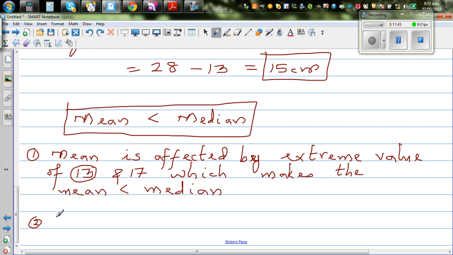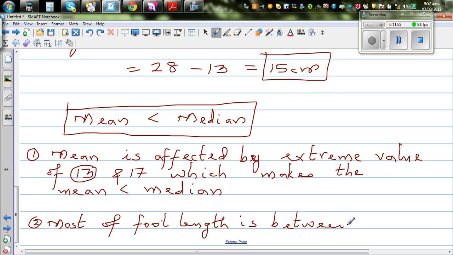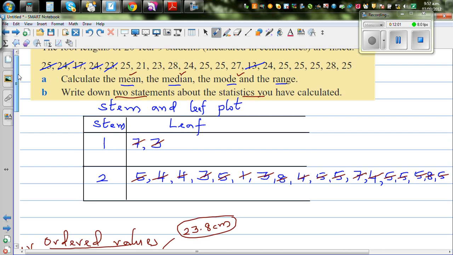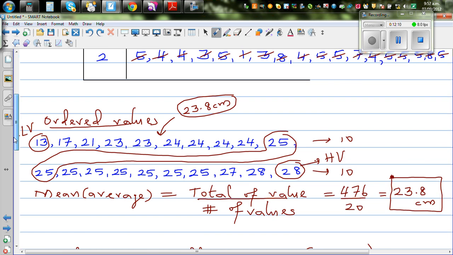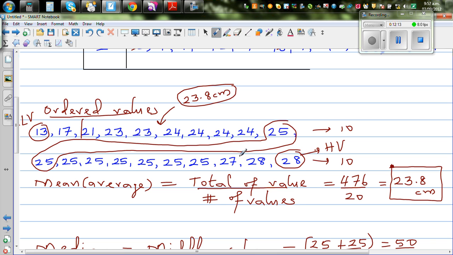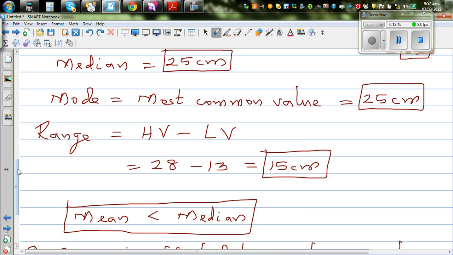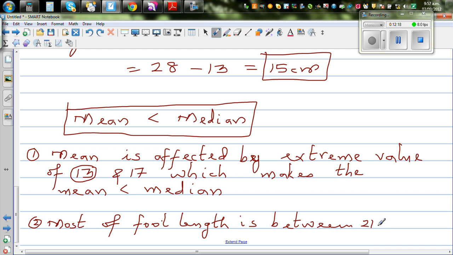And what else can you see? Most of the data is between which two values? Most of the foot lengths are between which two values? Let's go back to the data. You can see most of the data is between 21 centimeters and 28 centimeters.